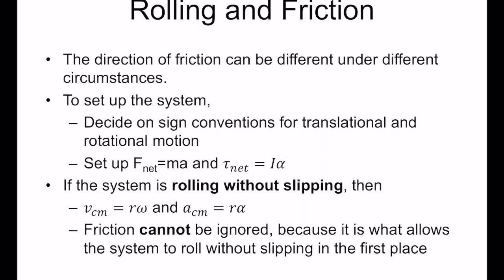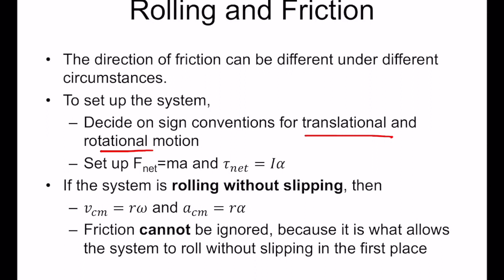So you choose your system, you choose sign conventions, and when you're choosing sign conventions, you have to choose them for translational motion, which is what we did in chapter 4 and 5. And you also have to choose them for rotational motion, which means you have to choose either counterclockwise is positive or clockwise is positive. And then you set up F net equals mass times acceleration for all the forces, and tau net equals I alpha for all the torques. And that gives you enough equations to solve for whatever you need to solve for.